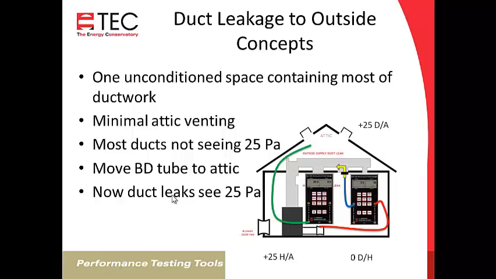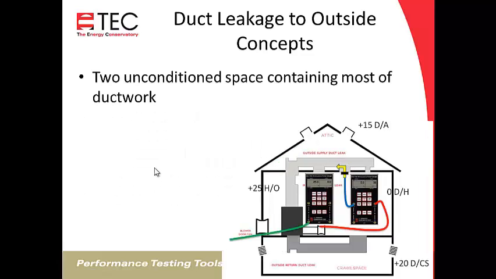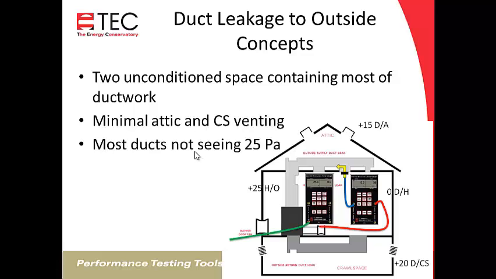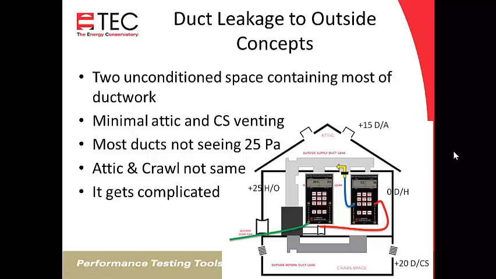So all the duct leaks in that space are now seeing 25 pascals of pressure. If we have two unconditioned spaces containing most of the ducts, and we have minimal attic and minimal crawl space venting, again, most of the ducts aren't seeing 25, but the crawl space and attic are not at the same pressure. So we're seeing 15 pascals across the leaks in the attic, and we're seeing 20 pascals across the leaks in the crawl space.